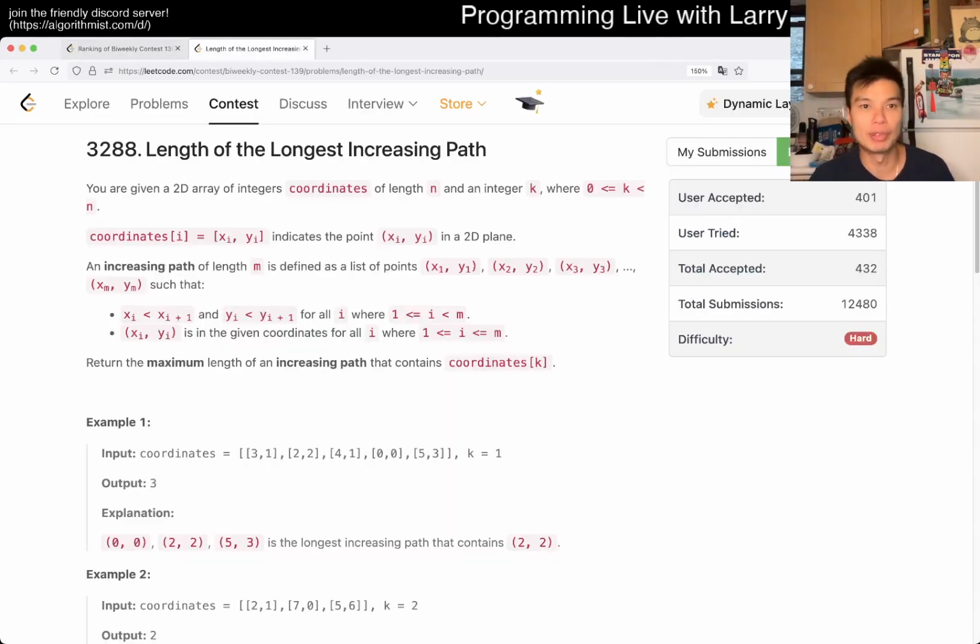This is me going with Q4 of the bi-weekly contest 139, length of the longest increasing path.